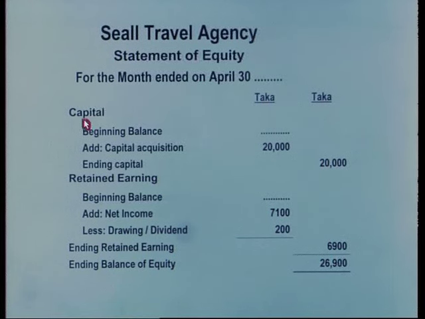Look at the statement of changes in equity. Equity has two components. One is capital, another one is retained earning. There is a proper format to be followed. We start with the beginning balance of retained earning, and the beginning balance of contributed capital. We do not have any beginning balance of capital. Capital acquisition, that is capital investment by the owner in the current year, is 20,000 taka. So the ending balance of capital is 20,000 taka.